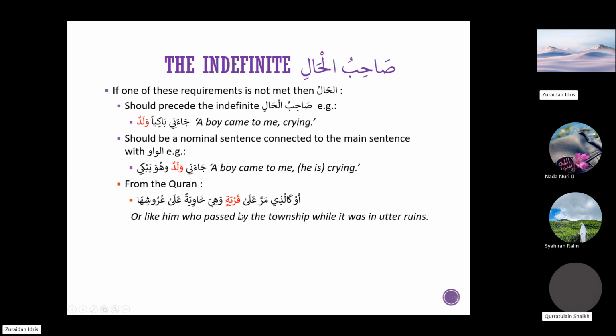Before, and then the waw haliya. Is that right? I'm looking at it now. Or like him who passed by the town while it was in utter ruins. The hiya is referring back to the qarya, the town that is in utter ruins. But in this case, the sahibul hal is nakira. But the hal is not before the qarya, is it? Not like this case.